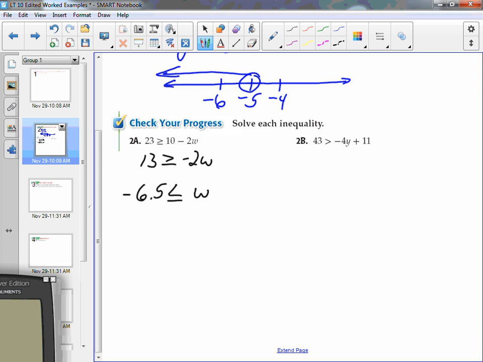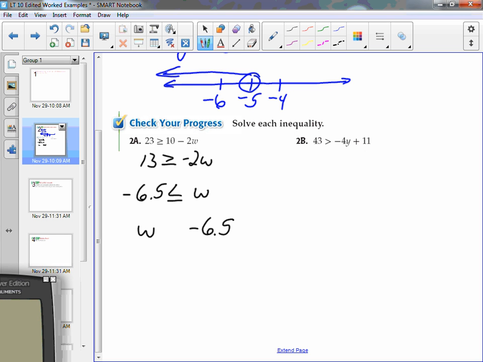The only trouble with that, this particular problem, is that the solutions are more difficult to graph. They're more difficult to visualize when the variable's on the right. With an equation, I don't care if the variable's on the right instead of the left. With an inequality, I do. So watch what I'm going to do here. I'm going to put the w on the left. I'm going to put the negative 6.5 on the right.